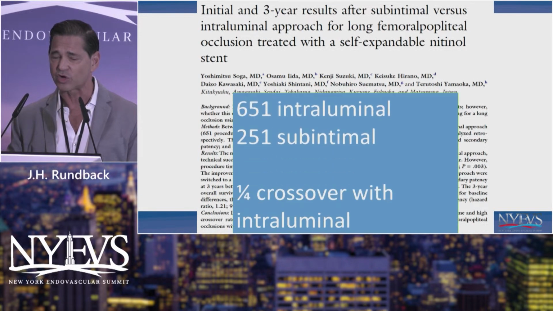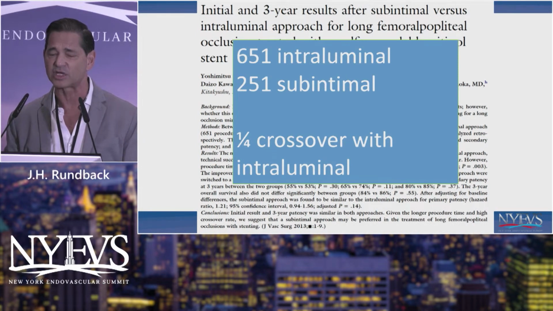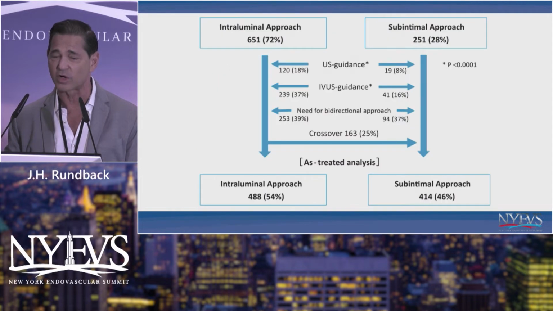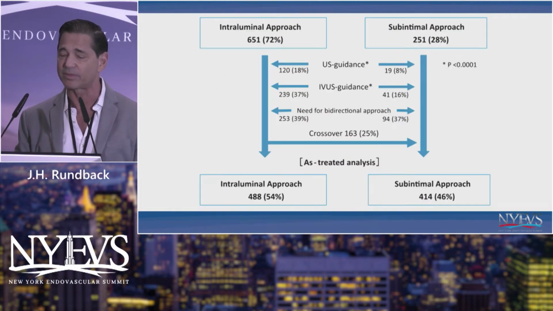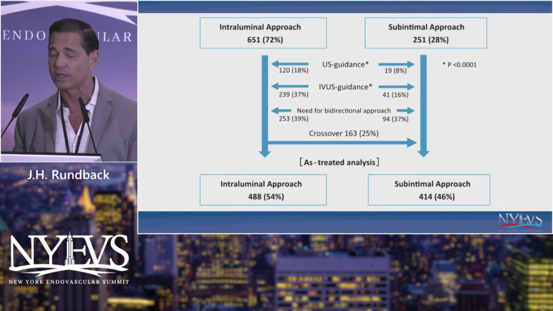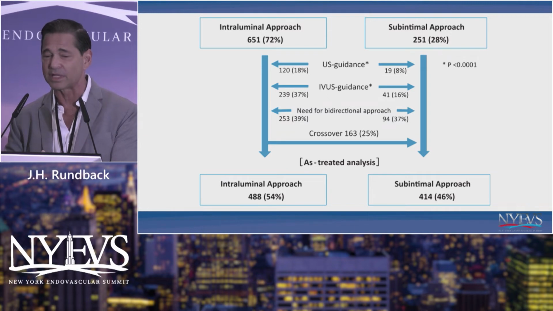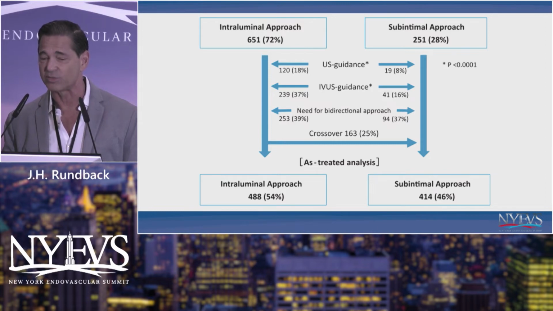This is an interesting sort of trial where patients were randomized, as you can see, to either intraluminal or subintimal, but there was a large crossover. So at the end of the day, essentially the same number of patients had intraluminal and subintimal. 54% were treated with intraluminal recanalization, 46% were subintimal. And you can see here some other things, including, by the way, retrograde access in more than a third of cases in both of these groups.